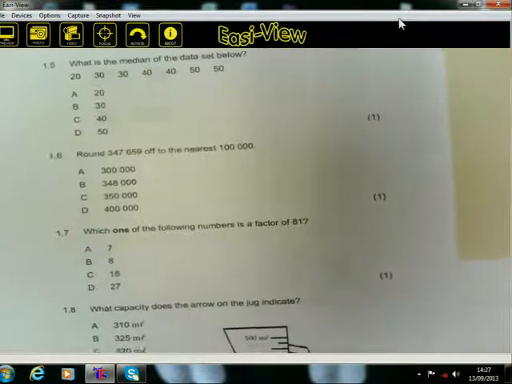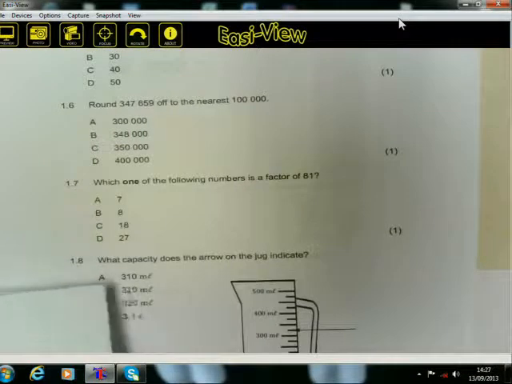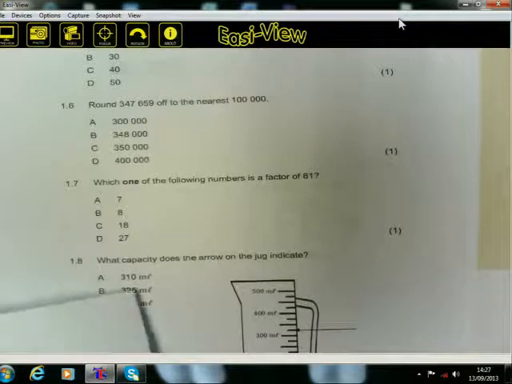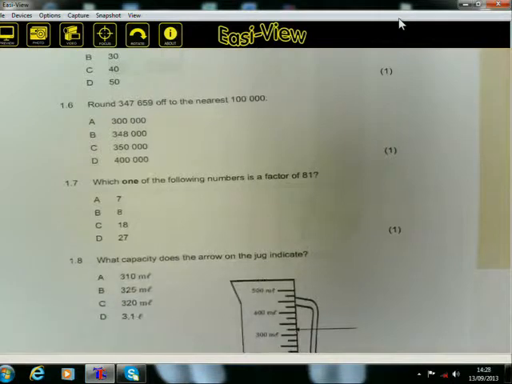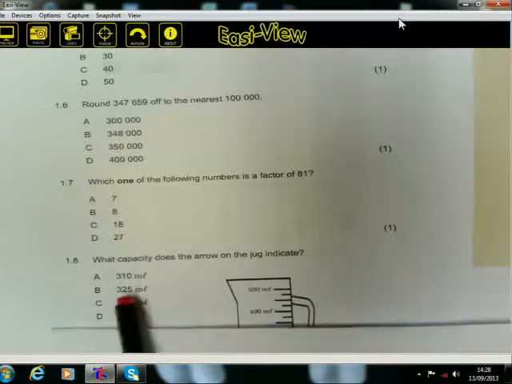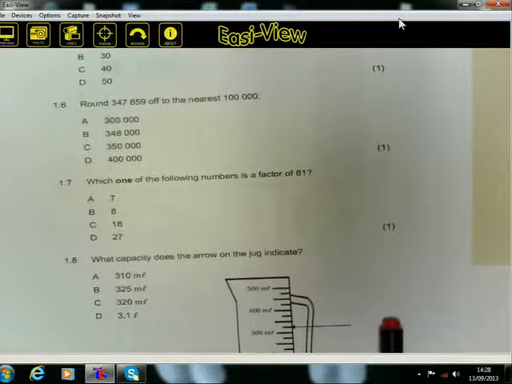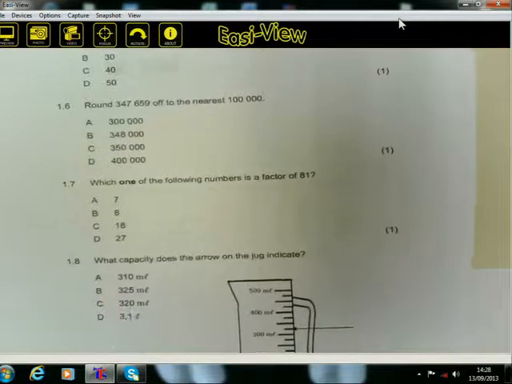1.8, 1.8, 1.8. Okay. The question says, I want to explain something here. That's why I skipped that other one, because I don't think there is a problem. What capacity does the arrow on the jack indicate? Another thing that the learner may do here is, instead of choosing the correct answer here, he will write it here. We cannot penalize him for that. We can still credit him. He writes it here and then forgets to indicate it there. Okay.